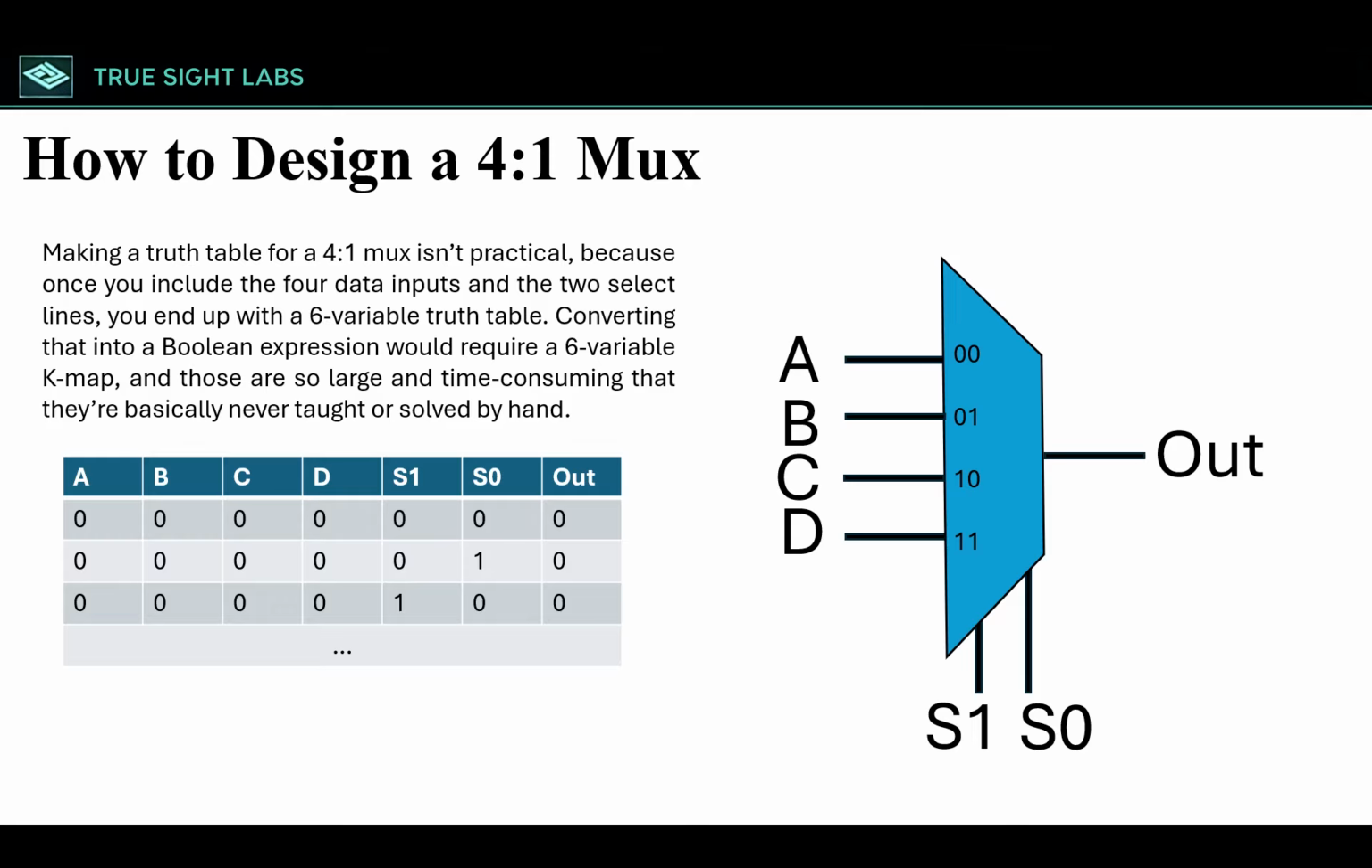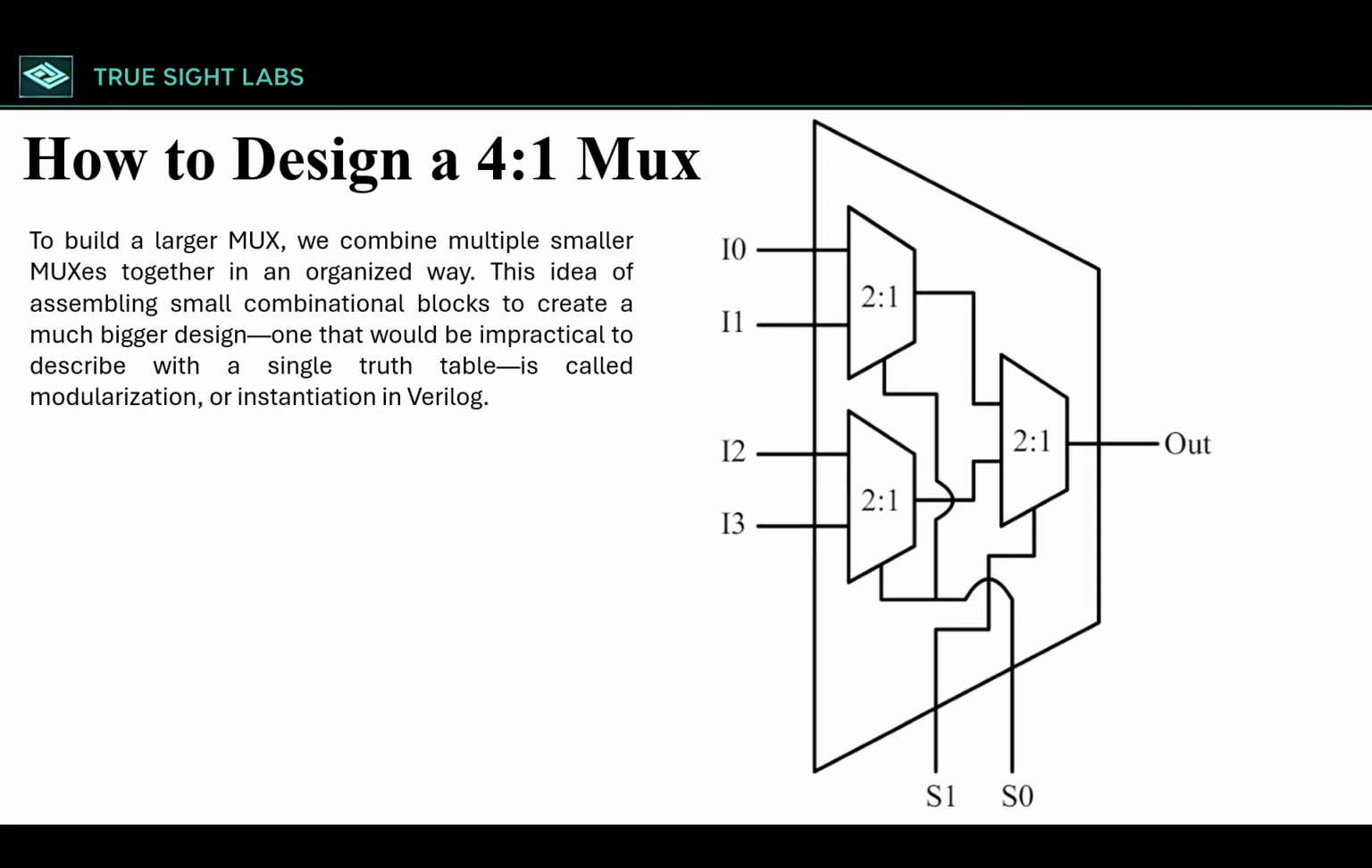So instead of designing a 4-to-1 MUX from one massive truth table, we design it the smarter way, by combining smaller MUXes together using modularization. By assembling multiple 2-to-1 MUXes together in this pattern, we can build a larger circuit that has the exact same behavior as a 4-to-1 MUX. So instead of writing a massive truth table, we simply reuse the 2-to-1 MUX block we already understand, and connect several of them together in a clean, modular way.